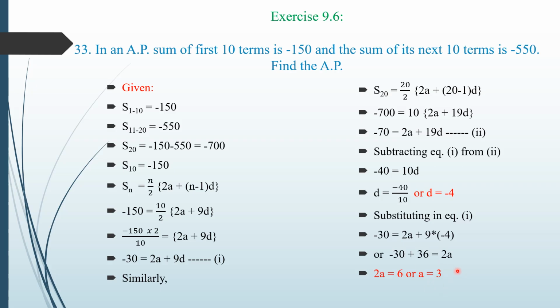So using these two pieces of information, that is a equal to 3 and d equal to minus 4, I can write the AP as: first term is 3, next term is 3 minus 4, that is minus 1. Next term is again minus 4, that is minus 1 minus 4, which gives me minus 5. And this AP continues and so on.